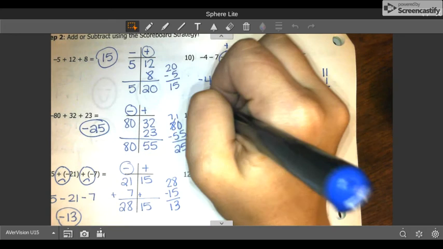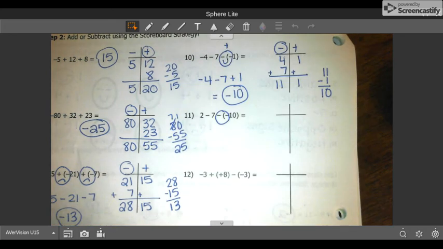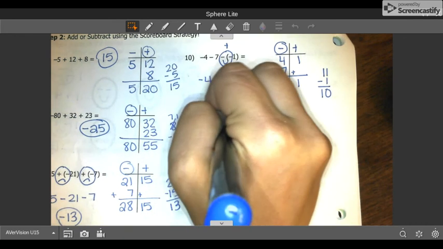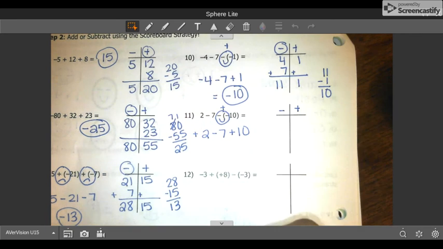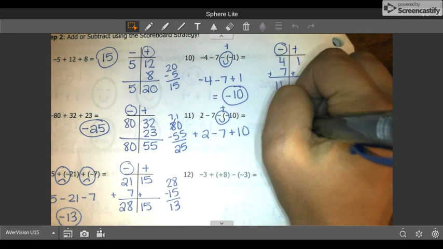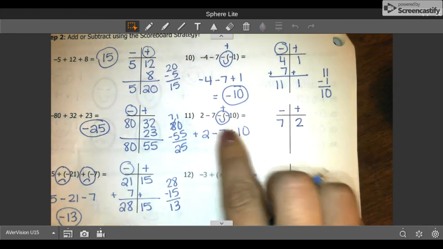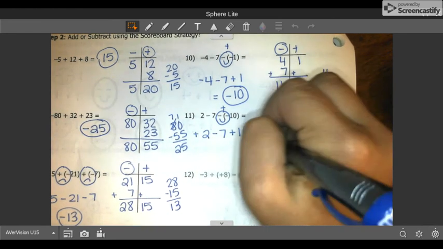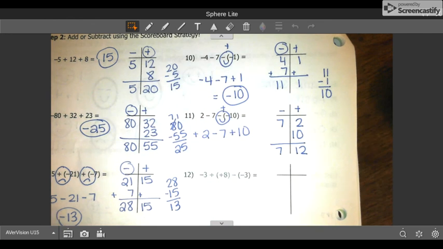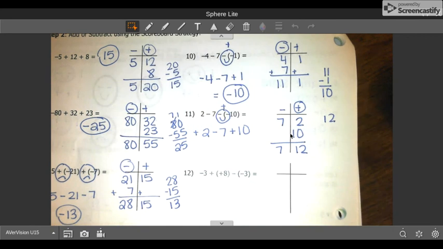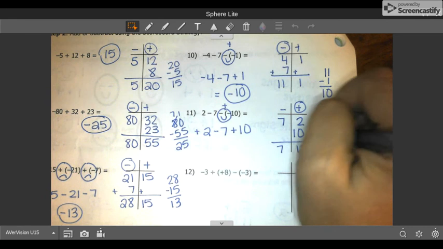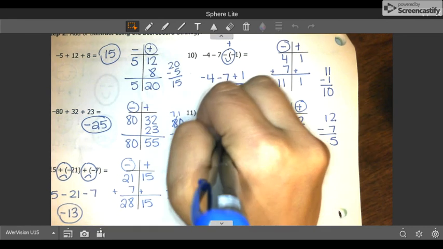All right, here I have to combine these double signs as well. A negative and a negative is a positive. So this is 2 minus 7 plus 10. I'm going to put the 2 under the positives. I'm taking away 7, and I'm adding 10. Which team won? Positives. By how much? 5. The answer is positive 5.